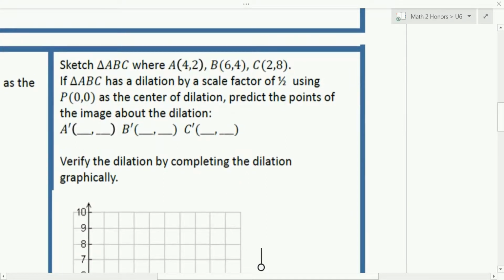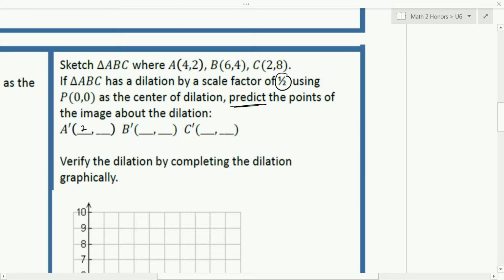using (0, 0) as the center of our dilation. First we're going to make a prediction. We can be wrong with our prediction, but we're going to make one. What would the new points be? If our scale factor is 1/2, and these are our original points, if A is (4, 2), what do you think A prime would be, just as a prediction? Yeah, Luis.